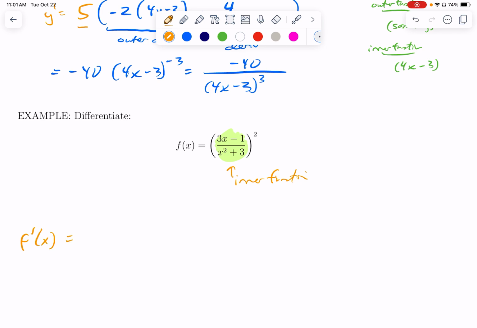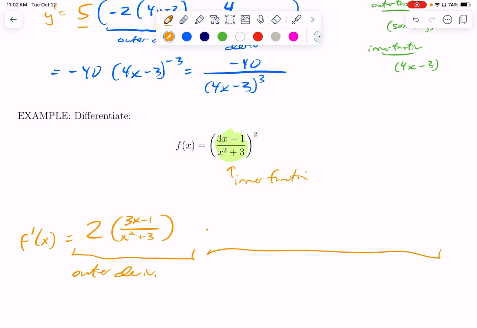So to take the derivative, we're going to use chain rule. It's going to be the outer derivative. Well, my outer function is something squared. The derivative of something squared is just 2 times that something, raised to the first power, which you don't really need to write. And that something is 3x minus 1 over x squared plus 3. Now I multiply by my inner derivative, which uses the quotient rule.